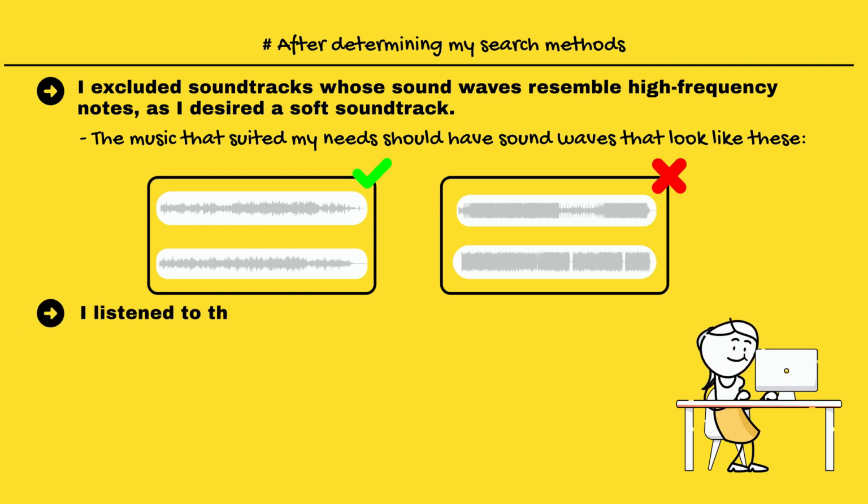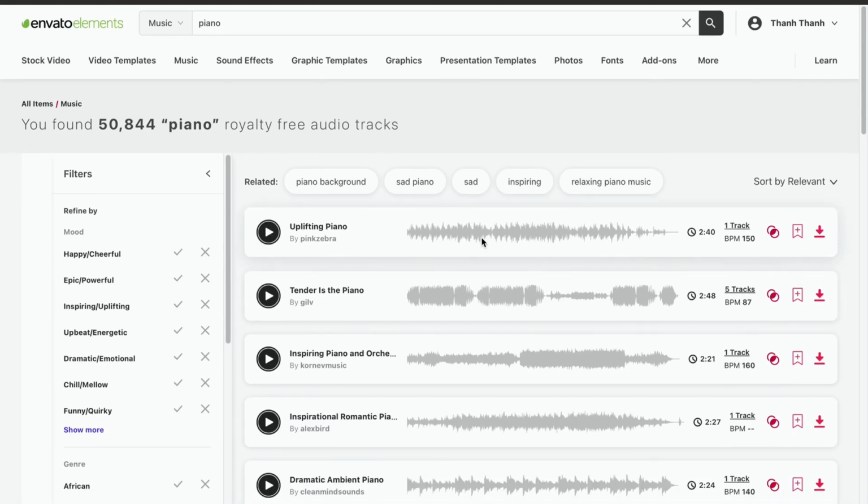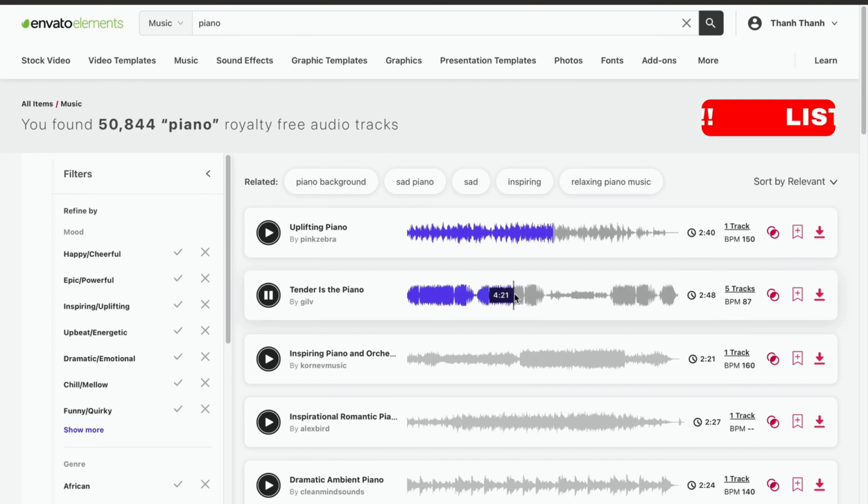Lastly, I listened to the pitch part of the filtered soundtracks to find the one that fits my theme. To save time, I only listened to the pitch part and not the entire soundtrack. If the pitch part had a clear piano sound like this, indicating other instruments only play in the background, then it passed my first round test.